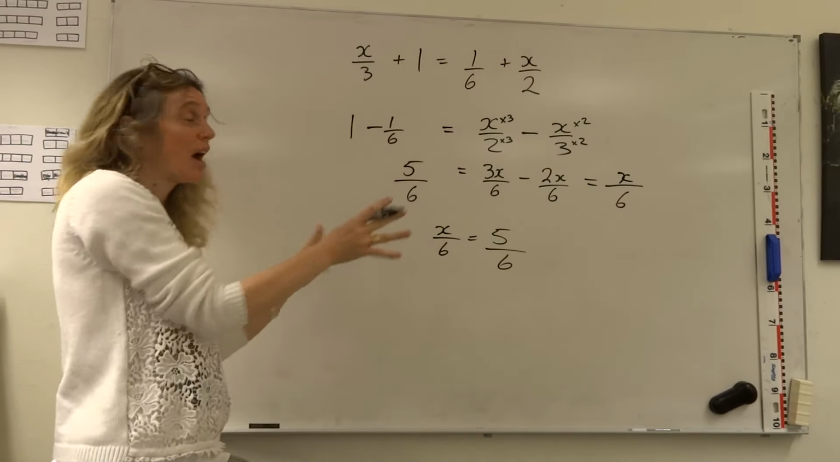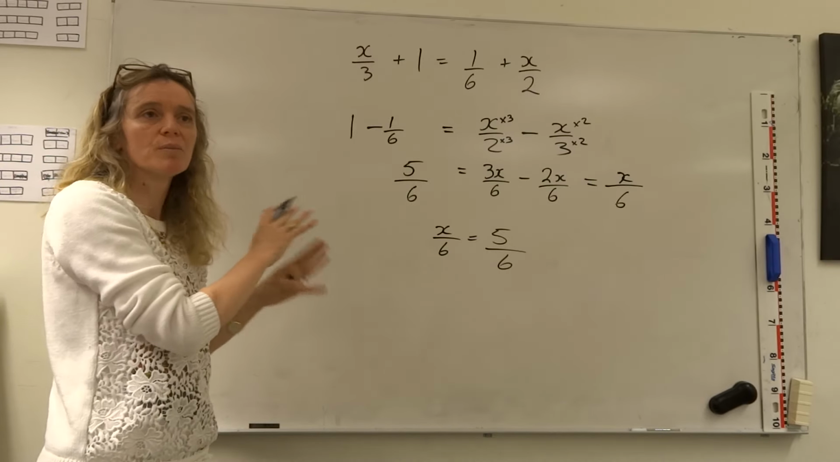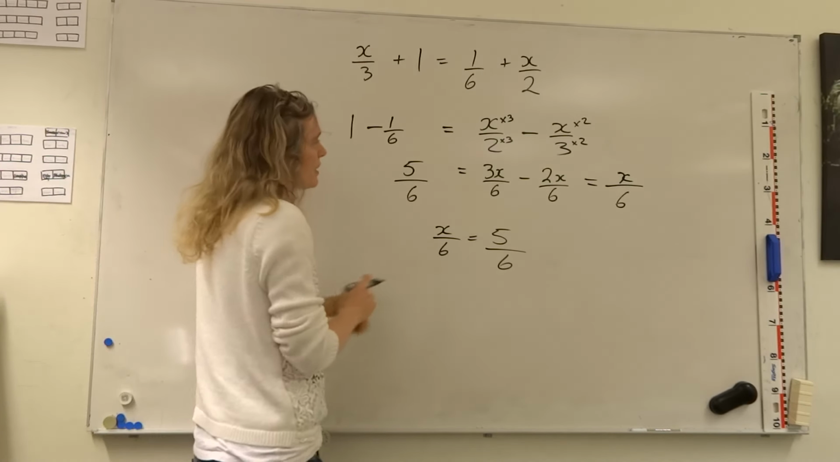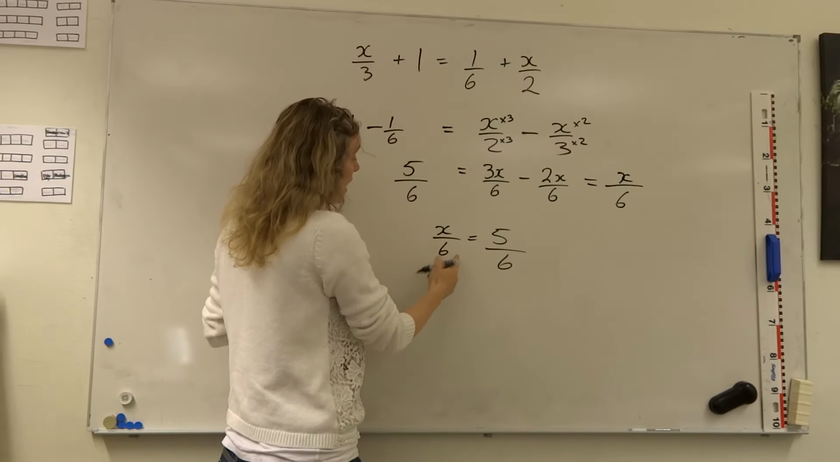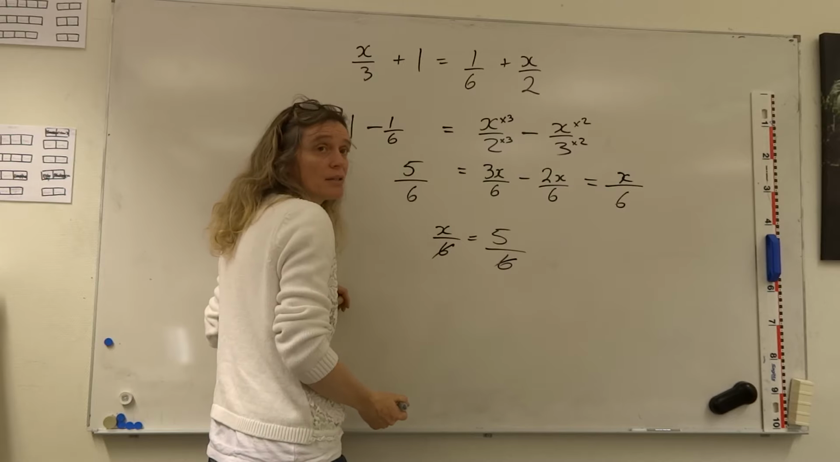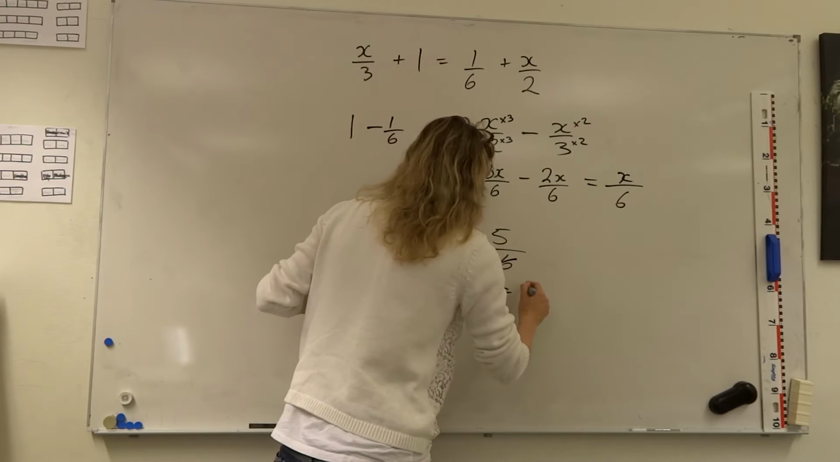And it doesn't matter that I've moved both of them to the other side of the equation, it'll still be the same. It doesn't matter if you say 5/6 equals x over 6 or x over 6 equals 5/6. What happens now? Well, I've got a 6 here and a 6 there, so they'll cancel on both sides, giving me the answer, x equals 5.